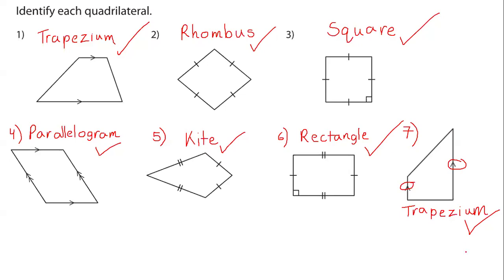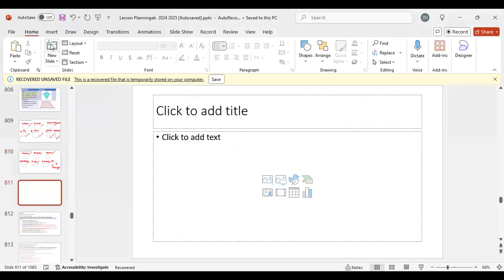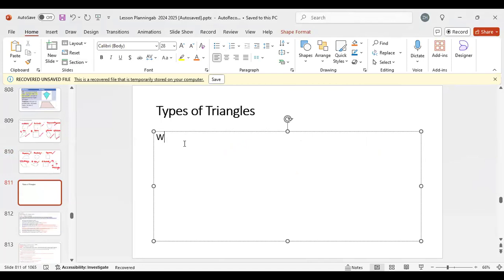The last thing I want to leave y'all with: we have 4 more minutes, and I really want to do this because I don't want to do it next week. Types of triangles. We're going to go over the main 3 and then that'll be it. The first one is the equilateral triangle.